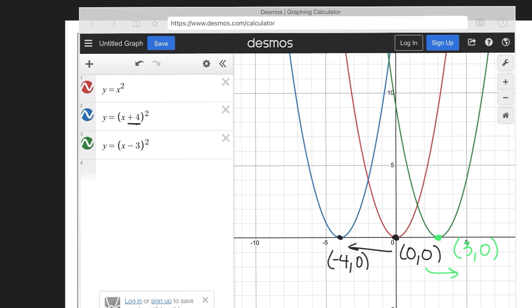So that's where that opposite value comes from. If we have a plus 4 in the equation, we get negative 4 as the x value. We get the opposite. Same thing when we have x minus 3. We now get the positive 3 change. We are going 3 to the right in the positive direction.